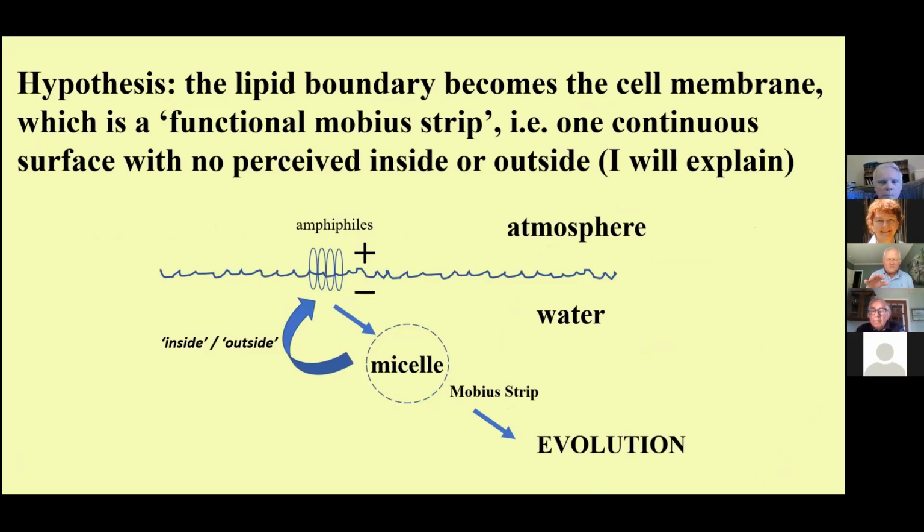So I'm depicting these lipids, which are amphiphiles. They have positive and negative charges on either end. And so what happens is they align in the water perpendicularly with their negatively charged end in the water and their positively charged end facing upward. And as they pack, they reduce the van der Waals forces of surface tension, and they form these micelles, as I just explained earlier. And that in turn is a functional Mobius strip. It's not a literal Mobius strip, but it's a functional Mobius strip, which is the basis for evolution. So I'm not talking Darwin here. I'm talking about the cell as the basis for evolution.